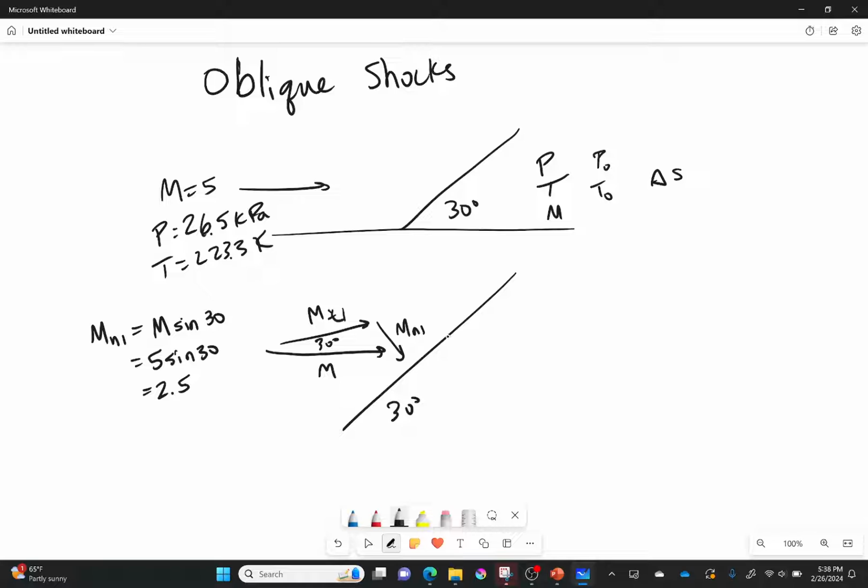So if I want to figure out what's happening across the shock, I now have to go to my normal shock properties table. So I'm going to go find the normal shock table, and that is actually in the back of your textbook in Appendix B. So let's go ahead and jump there right now.